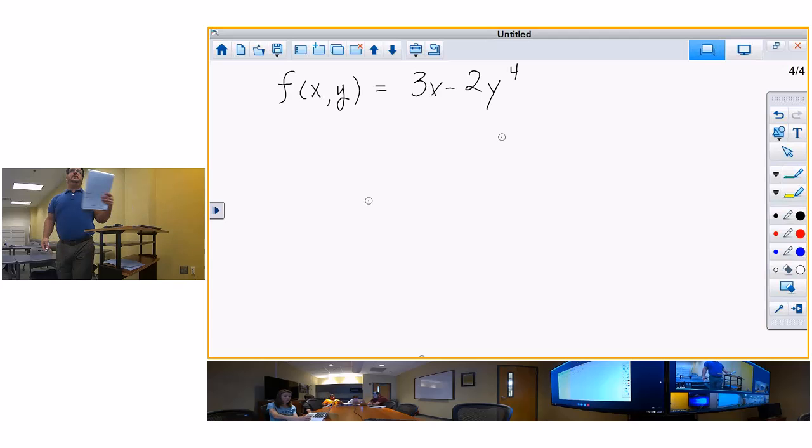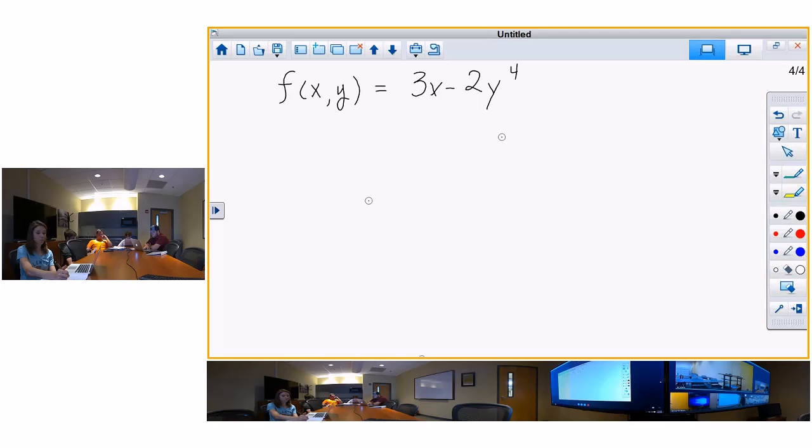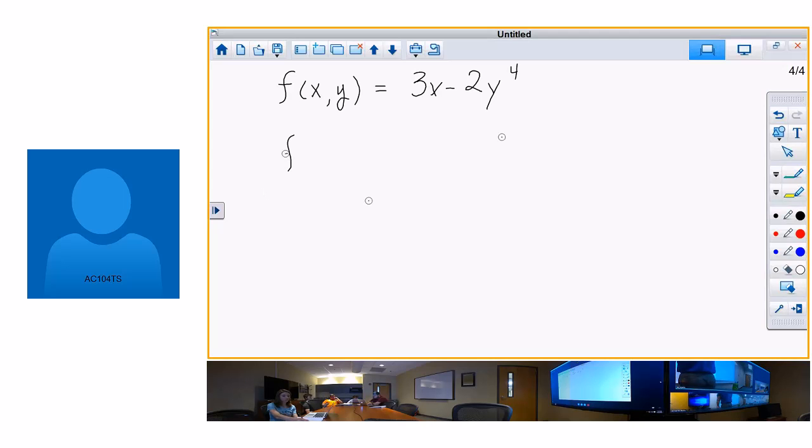So what's f of x? 3. I heard 3. I guess that was 3. F of x is equal to 3, the derivative with respect to 3. This is 0 because it's a constant. The whole term is a constant. So that'd be 3 minus 0, which is 3.